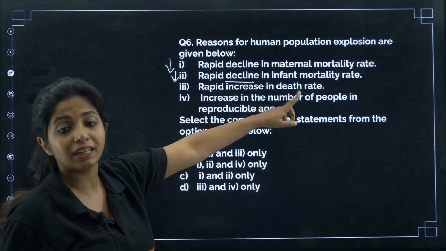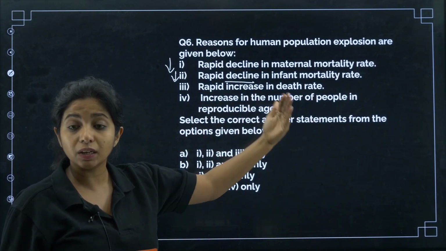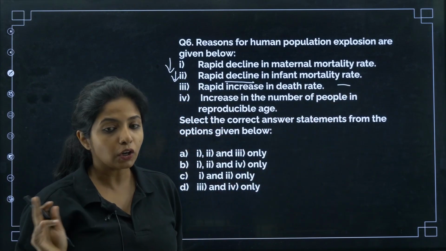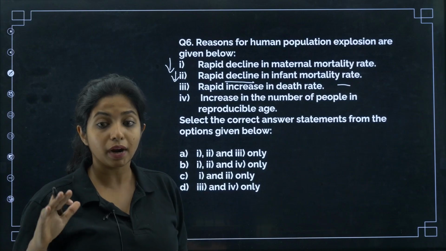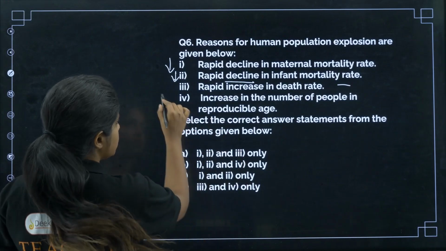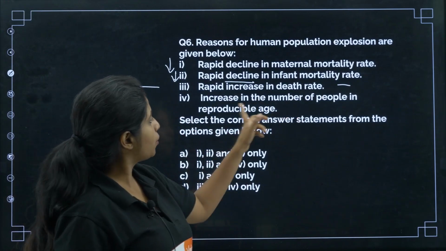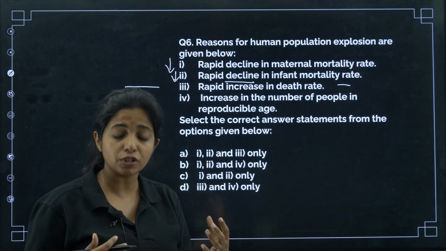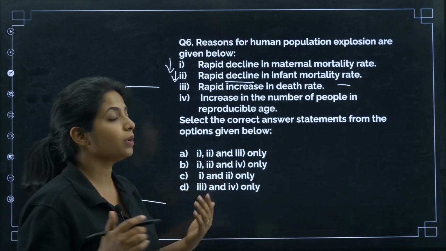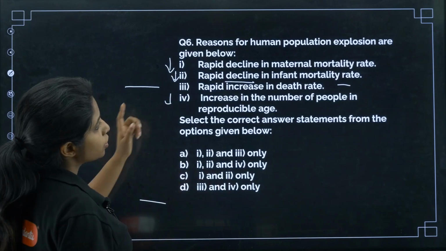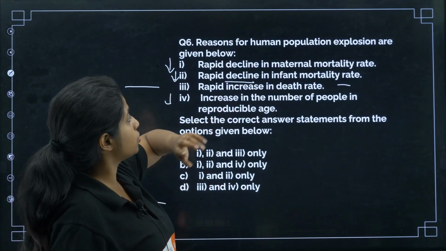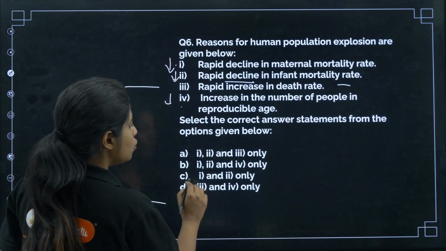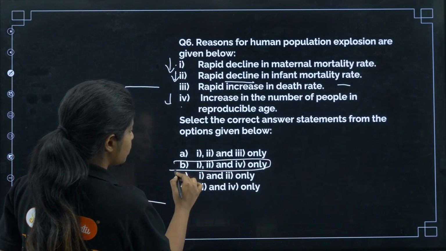Now, rapid increase in death rate. If there is an increase in death rate, my dear children, don't you think, basically, it is not going to help with population explosion, but decrease the population. So, this is an odd one out, okay? Now, increase in the number of people in reproducible age. So obviously, again, if there are people in reproducible age, they will be reproducing, and again population would be increasing. So I'll say this also is an option for human population explosion. So that is being asked. So I'll say 1, 2 and 4 are the reasons for human population explosion. So hence your answer becomes B.